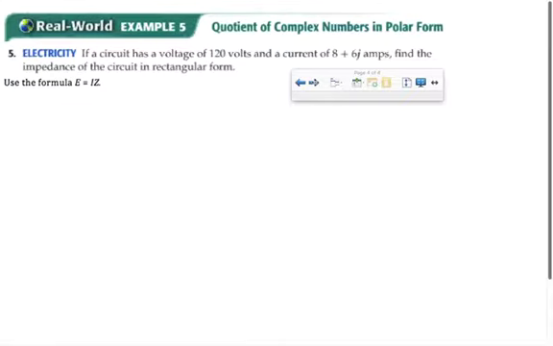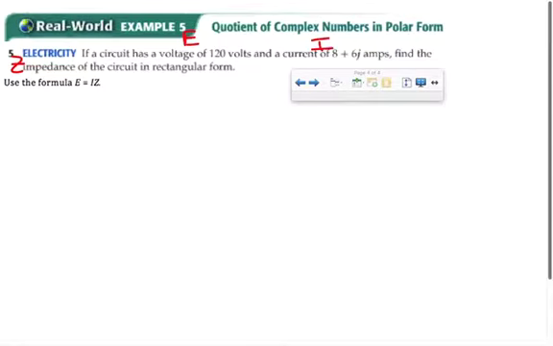In order to do number 5, I need to clarify a couple of things. I thought that I had done enough by writing down the formula, which is E equals IZ. I also need to clarify that the voltage is the E value, that the impedance is the Z value, and that the current is I.